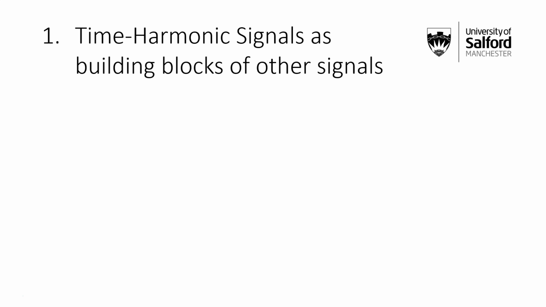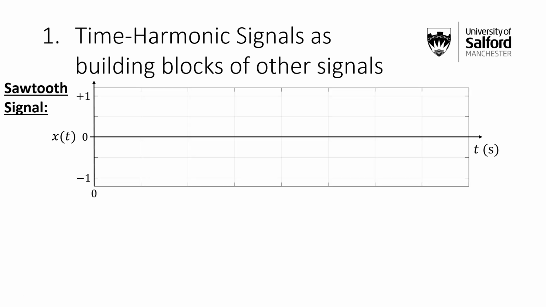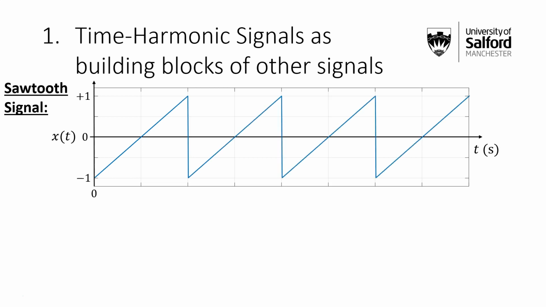So let's start off by looking at how time harmonic signals can be used as the building blocks of other signals. And the example I'm going to look at here is a sawtooth signal. Here it is. Many of you will have probably seen these before if you're interested in synthesizers. They're pretty ubiquitous there. You can see how it's named. It looks a bit like the teeth of a saw. And the mathematical equation for that is this here, where we've got 2 times the mod of little t over big T, the repeat period, which is marked on the graph, minus 1.